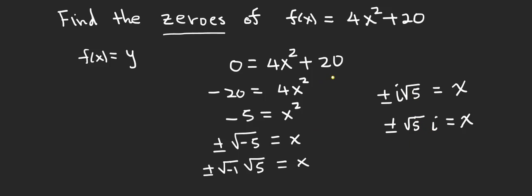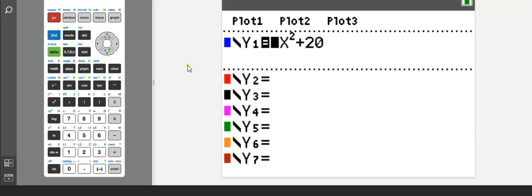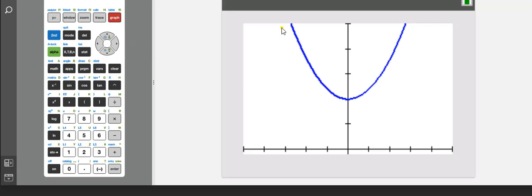Now notice, our x-intercepts are imaginary. It's not real. So let's graph f of x equals 4x squared plus 20 and see what happens. So I'm going to use my graphing calculator to graph 4x squared plus 20. And notice, this is a parabola going up. And you don't have any x-intercepts. And remember, our x-intercepts were imaginary. That's why we didn't have any x-intercepts. Because the x-intercepts are imaginary. It's not real.